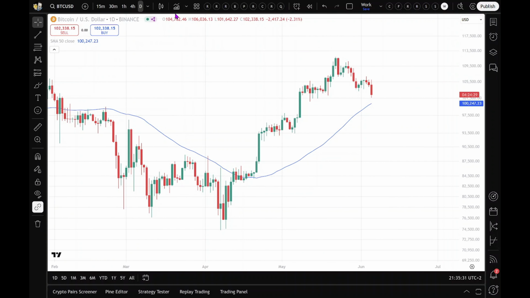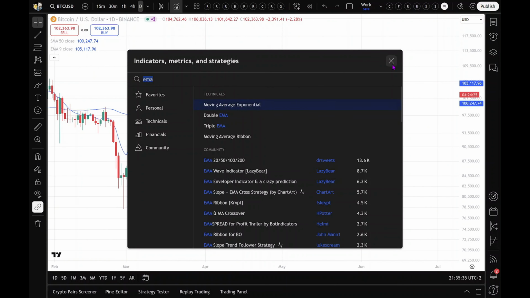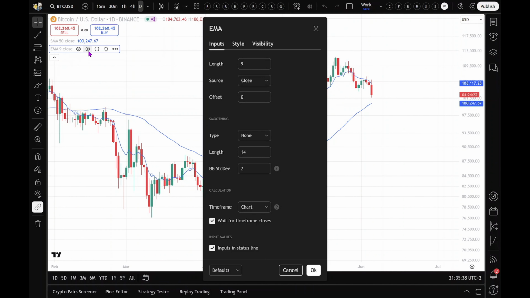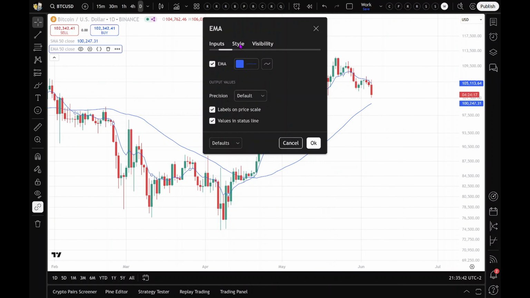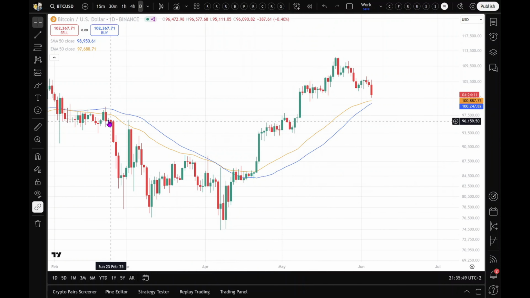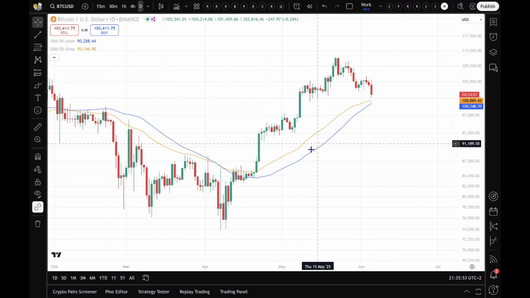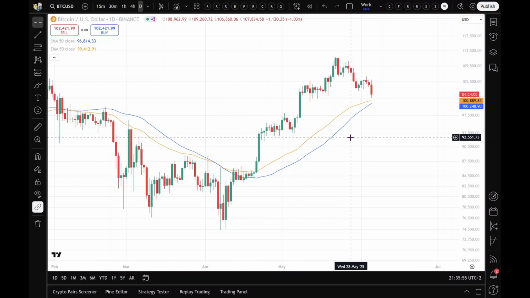Let's go back to TradingView and plot the exponential moving average. We'll change the settings to display the 50 EMA and, of course, adjust the color. So here, in orange, we have the 50 EMA, and in blue, we have the 50 SMA. You can see that the two lines aren't exactly the same. The EMA reacts more quickly to recent price changes, because the most recent data has more weight in its calculation.